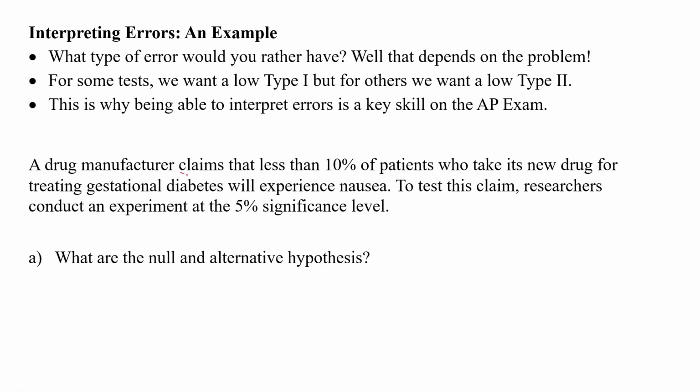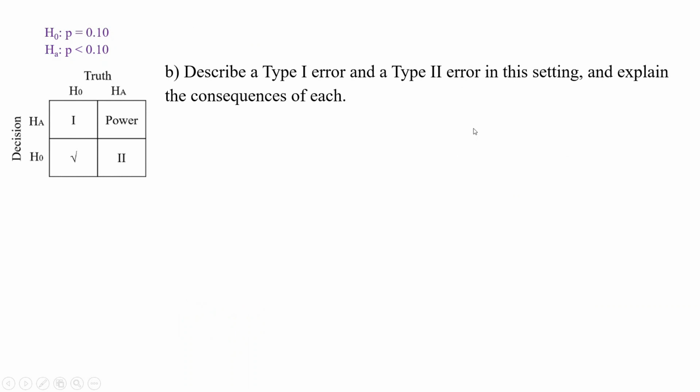They claim less than 10% experience nausea. But remember that our null always has to be equal to, and we're trying to find evidence of the alternative. So our null is equal to 10%, and we're trying to find evidence that it's less than 10%. We want to test this claim, so we're trying to find evidence for the claim. Part B says describe a type 1 error and a type 2 error in this setting and explain the consequences of each.